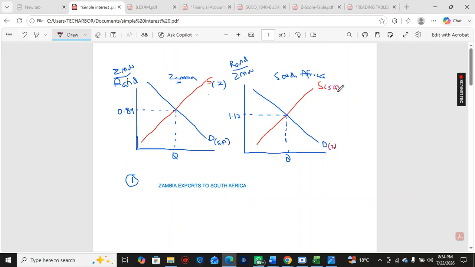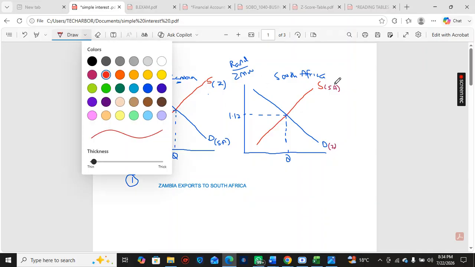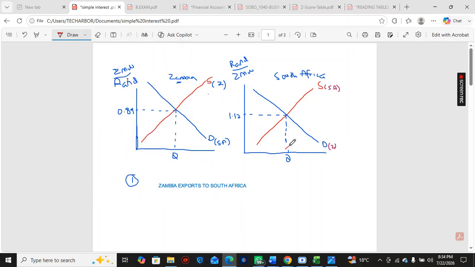If Zambia is exporting to South Africa, it means the South Africans are the ones who are purchasing our goods or our services. In order to purchase Zambian goods and services, they need to supply the rand, meaning they need to convert the rand into the kwacha. So there's an increase in the supply of the rand on the South African graph, and the supply curve shifts to the right.